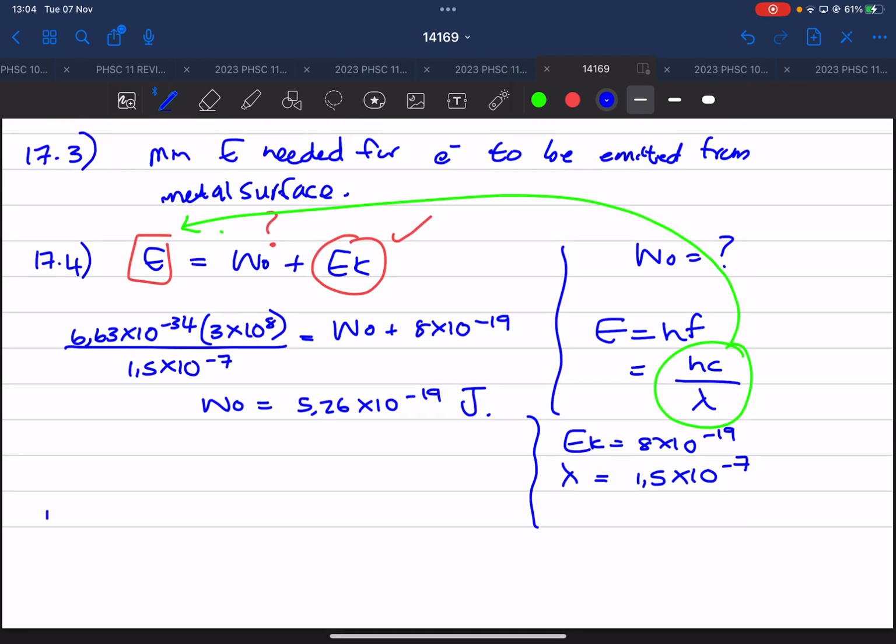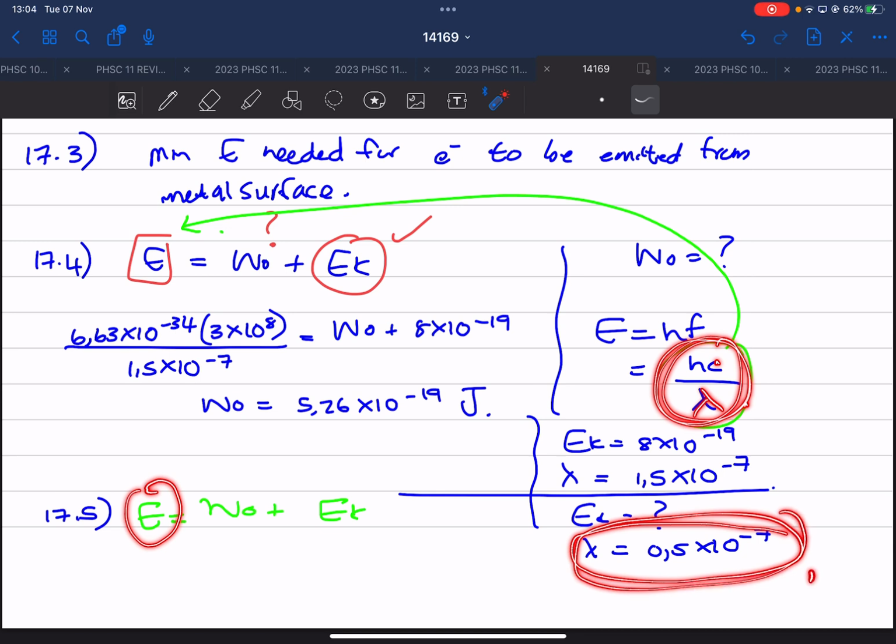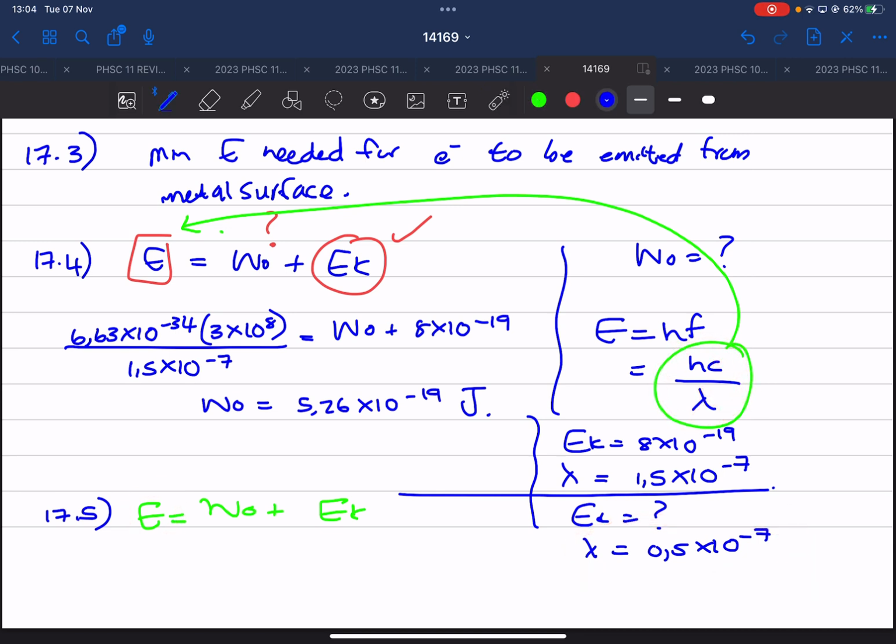Okay. Now they ask question 17.5. Calculate the maximum kinetic energy. So now they want the kinetic energy of an emitted photoelectron when the wavelength is 0.5 times 10 to the power negative 7. Okay, so now you are going to use exactly the same formula. E is equal to V0 plus EK. Again, we don't have E, we only have HC over lambda because we have what lambda is.